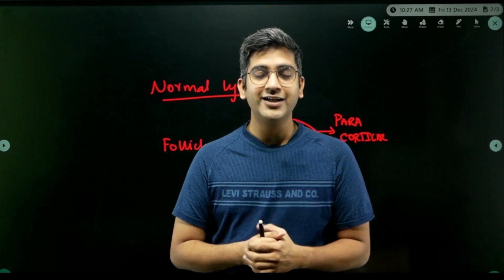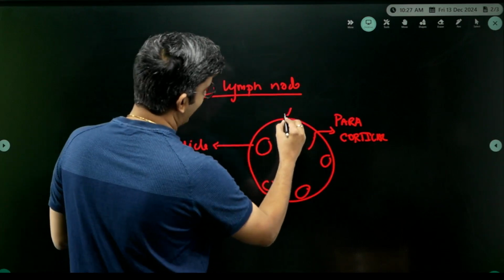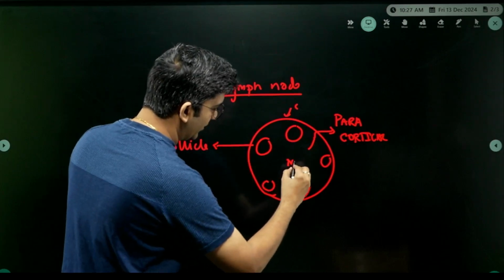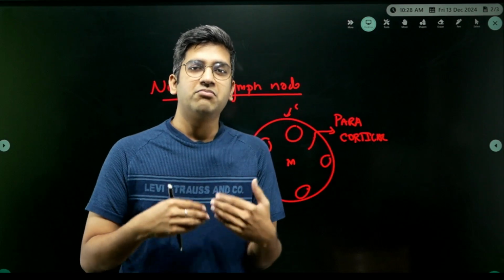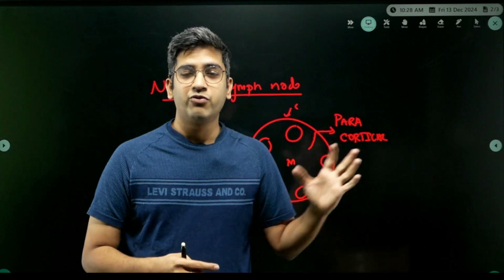So first, a simple structure of a lymph node, right? A normal lymph node has a capsule, and it has a cortex, the outer one is the cortex, the inner one is the medulla. In any organ, the medulla will have more vascularity and a little bit of connective tissue. The cortex is where the primary lymphoid structures will be, right?